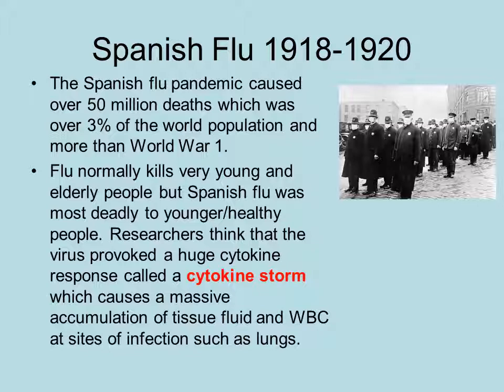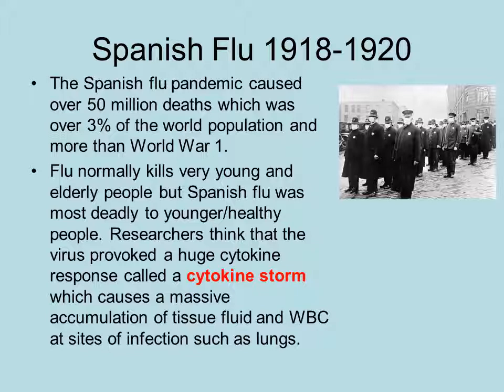So the reason that they thought this happened was that people who were young and fit and healthy had such a major immune response to this disease that it caused something called a cytokine storm. And a cytokine storm, if you remember what cytokines do, cytokines stimulate the white blood cells, so the B cells to divide, and the T helper cells, and the T killer cells. It encourages this increase in these cells, and also phagocytes.